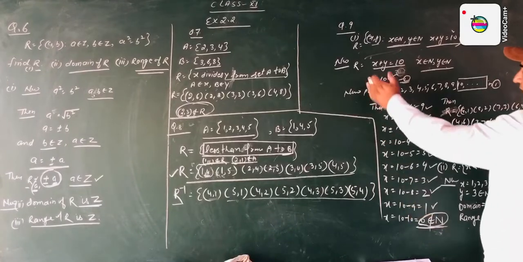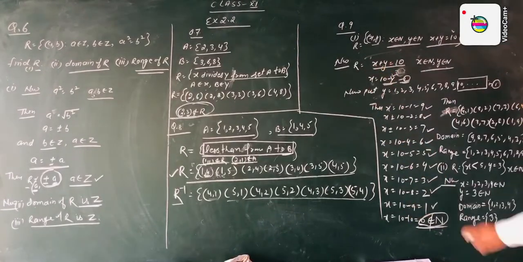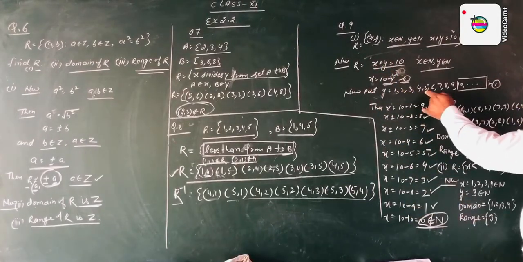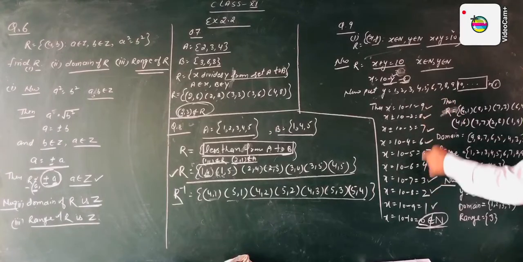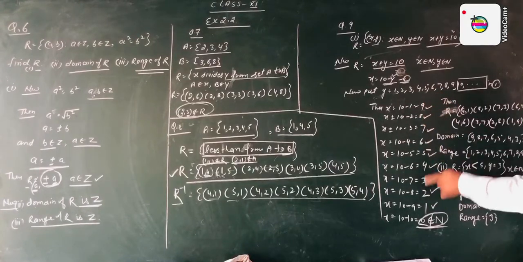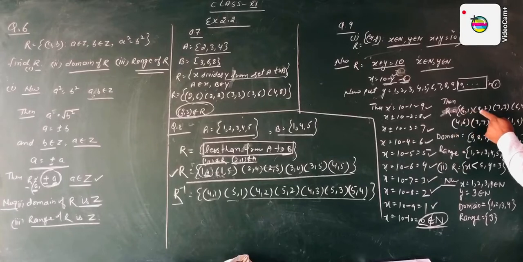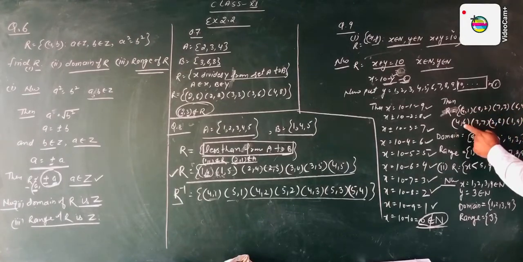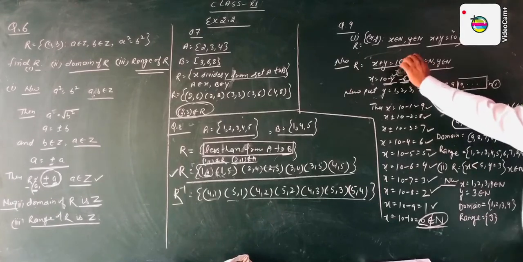So now we get the relation of these numbers: these are the values of y and these are the values of x. Then we write the values first of x: 9 1, 8 2, 7 3, 6 4, 5 5, 4 6, 3 7, 2 8, 1 9. These are the relations of these numbers. If we add both of these numbers, we get the result 10.